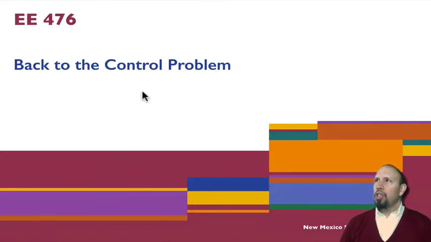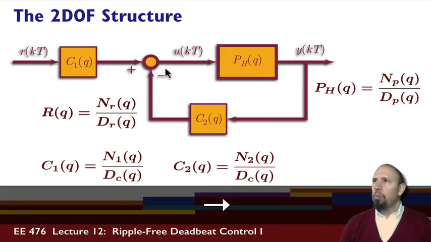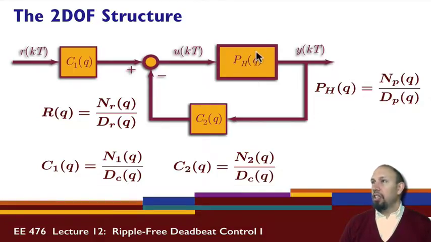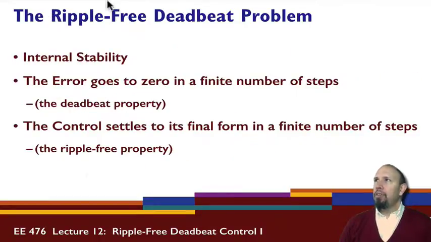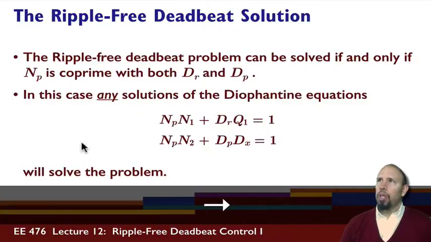So back to the original control problem. In the original control problem, we had this setup. So this is looking at it only in discrete time. I have my plant, I have my controller 1 and controller 2, and these are the polynomials associated with all of that. Remember, we were looking at these properties for the ripple-free deadbeat, that is internal stability. That's the first property. Second property is the error goes to 0 in a finite number of steps. That's the deadbeat property. And the control signal settles to its final form in a finite number of steps. That's the ripple-free property. So we had these three properties that we were looking at.